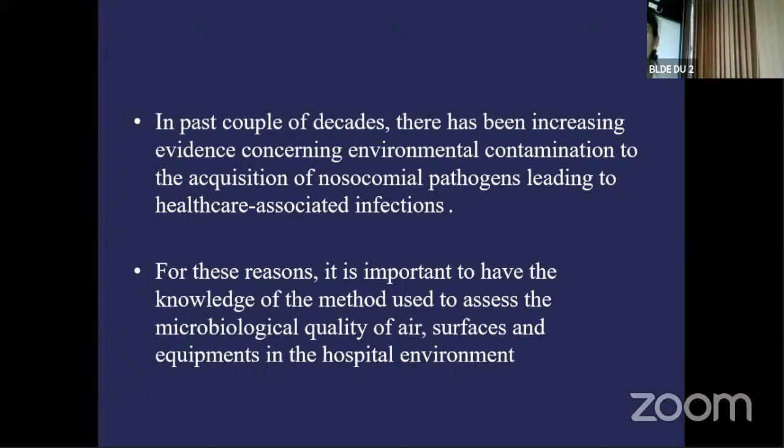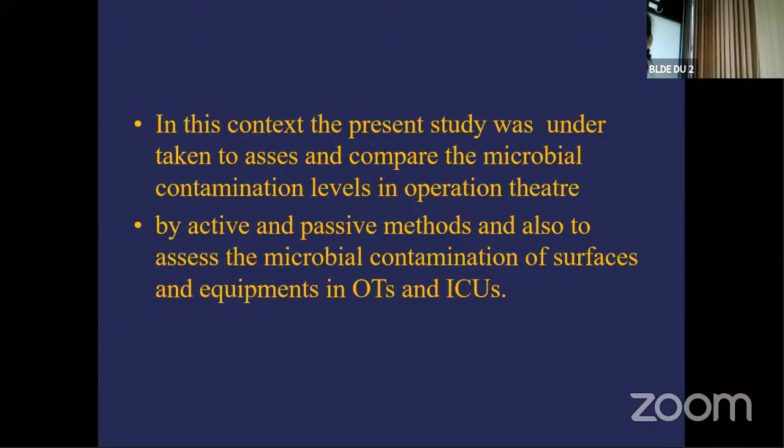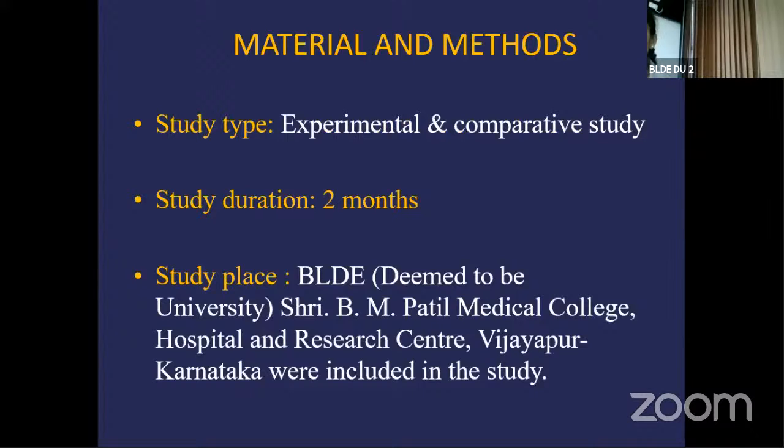In the past couple of decades, there has been increasing evidence linking environmental contamination to the acquisition of nosocomial pathogens leading to healthcare associated infections. For this reason, it is important to have knowledge of the methods used to assess the microbiological quality of air, surfaces, and equipment in the hospital environment. In this context, the present study was undertaken to assess and compare the microbiological contamination level in operation theaters by active and passive methods, and also to assess the microbial contamination of surfaces and equipment in OTs and intensive care units.